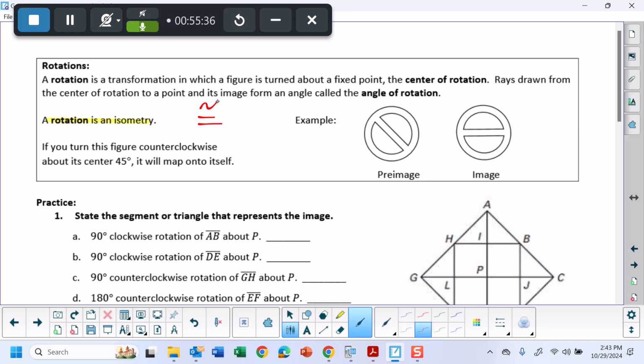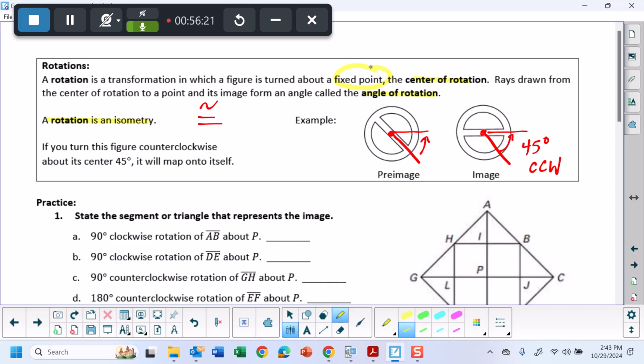So if you look at this shape here, if I have this center of rotation for my shape, I can look at the fact that I went ahead and rotated this shape 45 degrees counterclockwise. If you look at that shape, you can see that I rotated it up 45 degrees counterclockwise. It mapped onto itself. That's going to be my angle of rotation. That fixed point is my center of rotation.